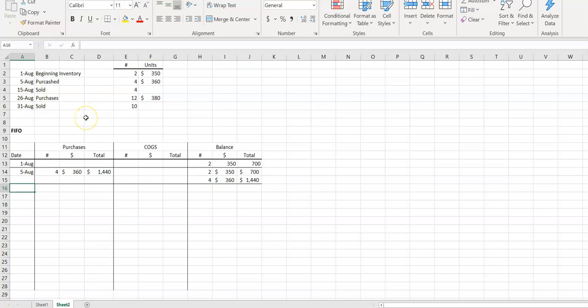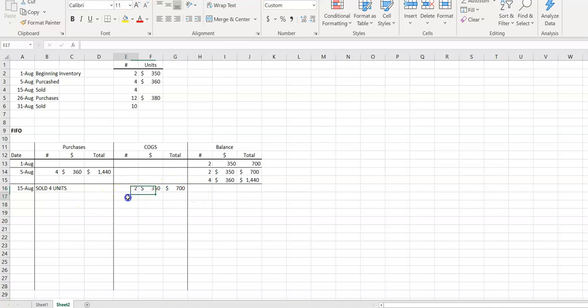All right, then August the 15th, I sold 4 units. You don't have to write this in here. I'm just writing it so we know what's going on. Now I'm using first in, first out. So I'm going to assume that I'm going to sell these 2 units that I had in the first place. So I'm going to do 2 at their cost of $350. This is for cost of goods sold. So you will use whatever the cost is over here, not what they sold it for. Sometimes they'll tell you what they sold it for, but for the inventory card, we don't care. We're looking at cost right here.